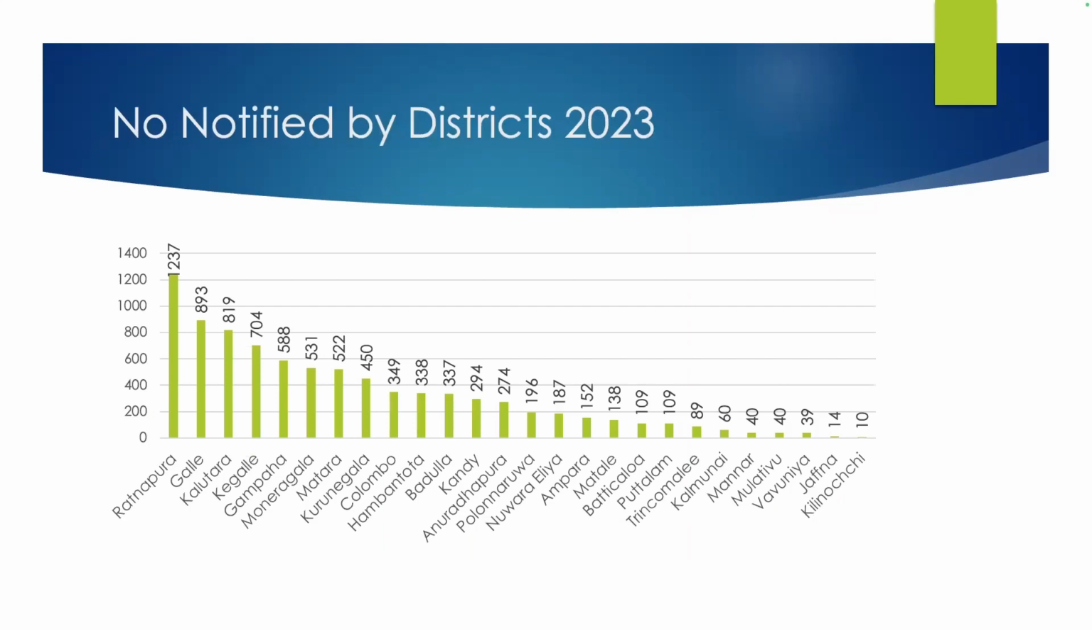Also, this is the picture we see depending on the districts. Here you can see specifically Ratnapura, Galle and Kalutara are the areas where a high number of cases are being reported, and Anuradhapura is at a middle range, somewhere around 250 to 300 every year.